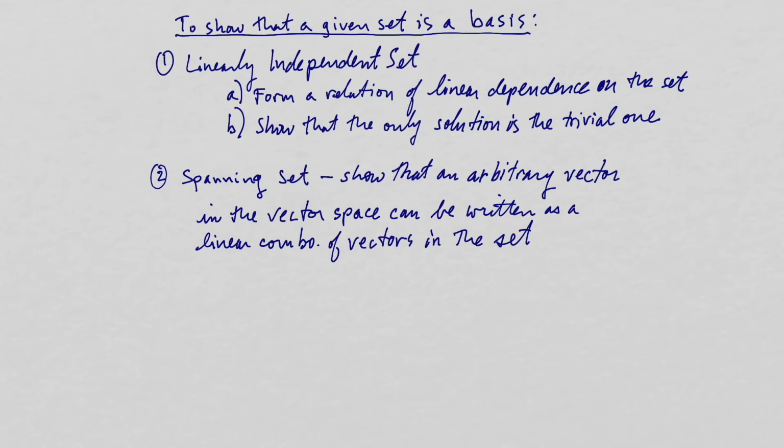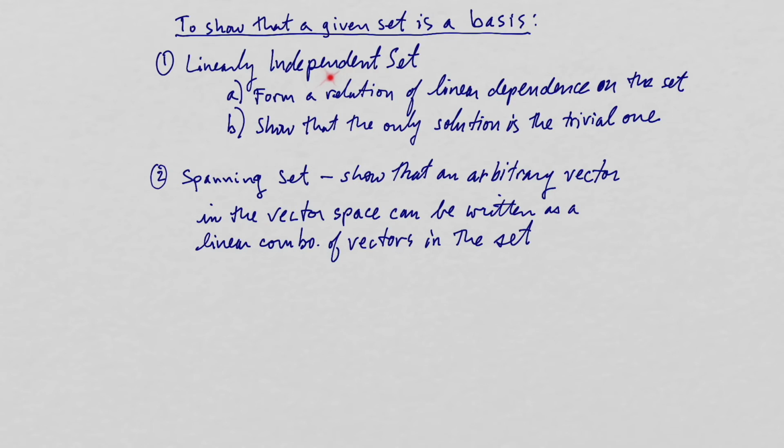They're separate steps though. So to show that it's a linearly independent set, you do two things. First, you form a relation of linear dependence on the set, and then you show that the only solution is the trivial one. In other words, that the only relation of linear dependence is the trivial one, and that means that the set is linearly independent.